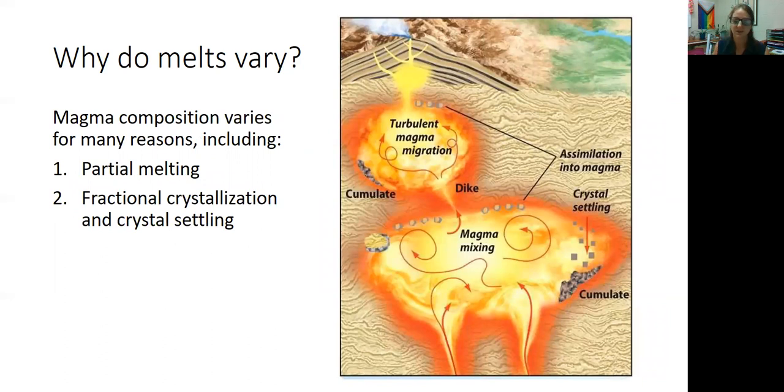Now, two other reasons we're going to talk about that melts can vary are a little bit more complicated. We're going to talk about partial melting and fractional crystallization and crystal settling.